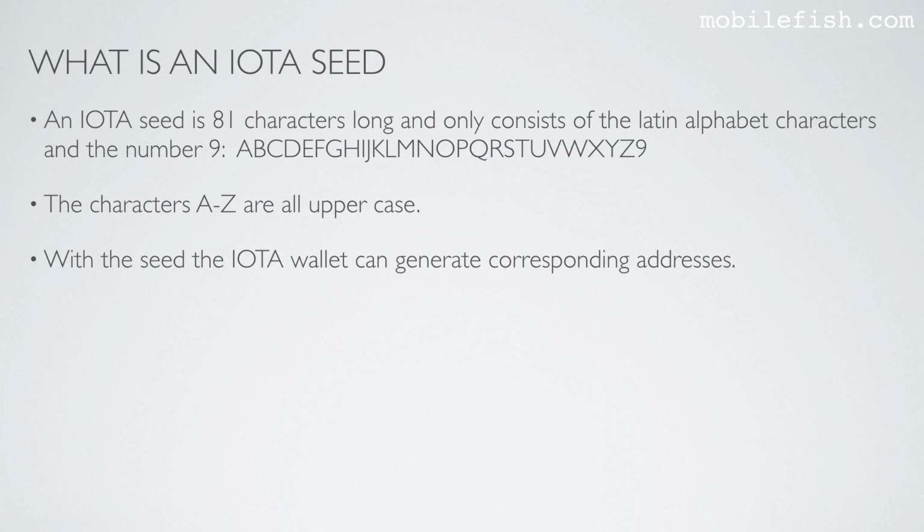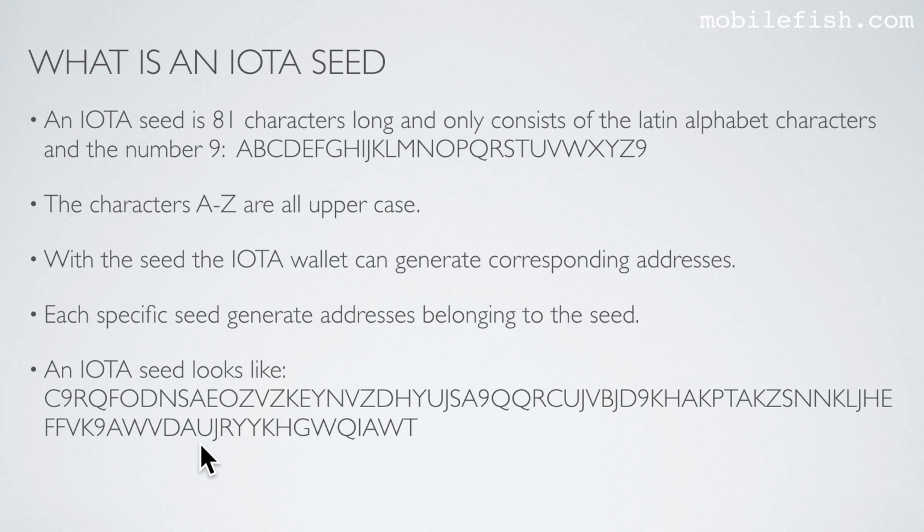With the seed, the IOTA wallet can generate corresponding addresses. Each specific seed generates addresses belonging to the seed. An IOTA seed looks like this. The seed is 81 characters long.